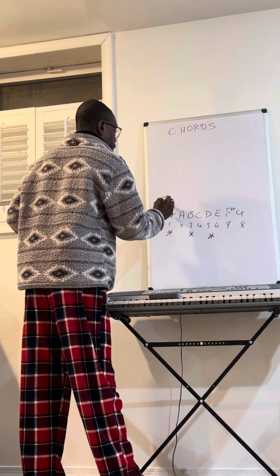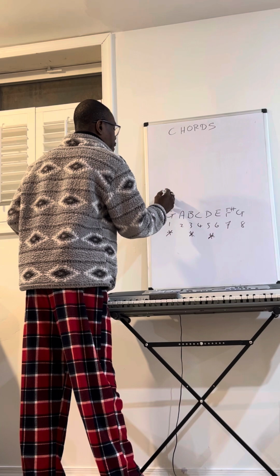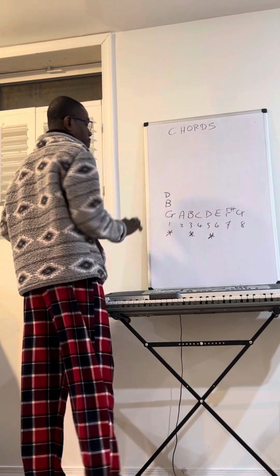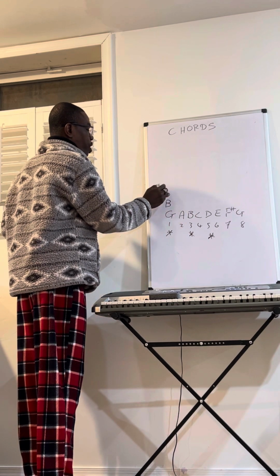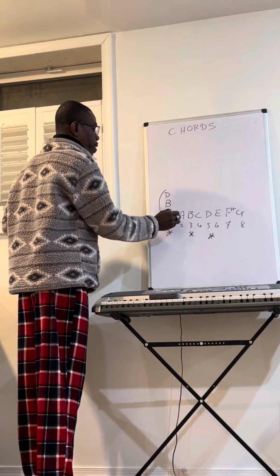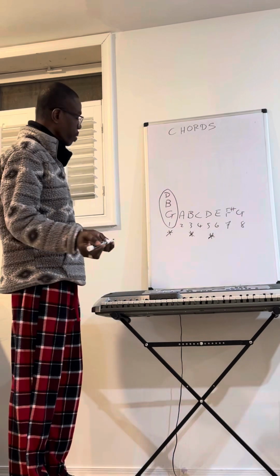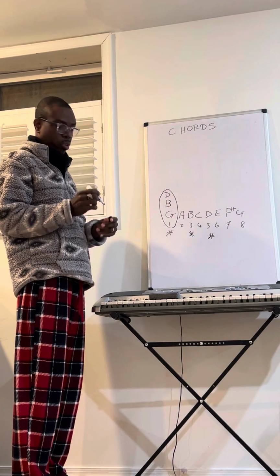So I'm going to write it here, B and D. The B and the D, I put it there. So you have, we call this chord the G chord. And it's a major chord, or the one chord. See? The one chord.